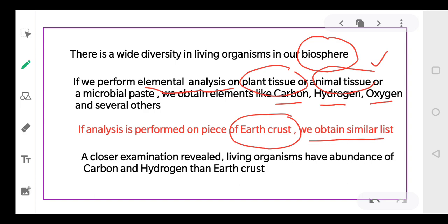So what is the difference between the living and non-living when both of them are made up of the same elements? When you analyze the components of both of them very closely, we will observe that although they are made up of the same elements, the living organisms have an abundance of carbon, hydrogen. Means they contain more of carbon, hydrogen and oxygen, while the earth crust contains less of them. So although both the earth crust and the living organisms are made up of the same elements, the composition is different. Thus, there is a difference between the living and non-living organism or a component.